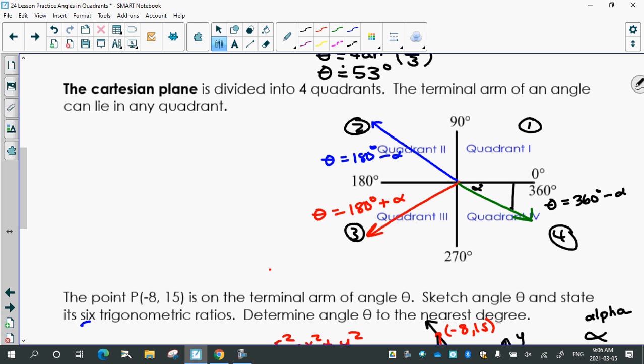So if you're in quadrant 2, theta is 180 minus alpha. If you're in quadrant 3, theta is going to be 180 plus alpha. And if you're in quadrant 4, theta is going to be 360 minus alpha. And what if you're in quadrant 1? Theta and alpha are the same. You don't have to find alpha, it's theta. So that's a good guide if you forget.